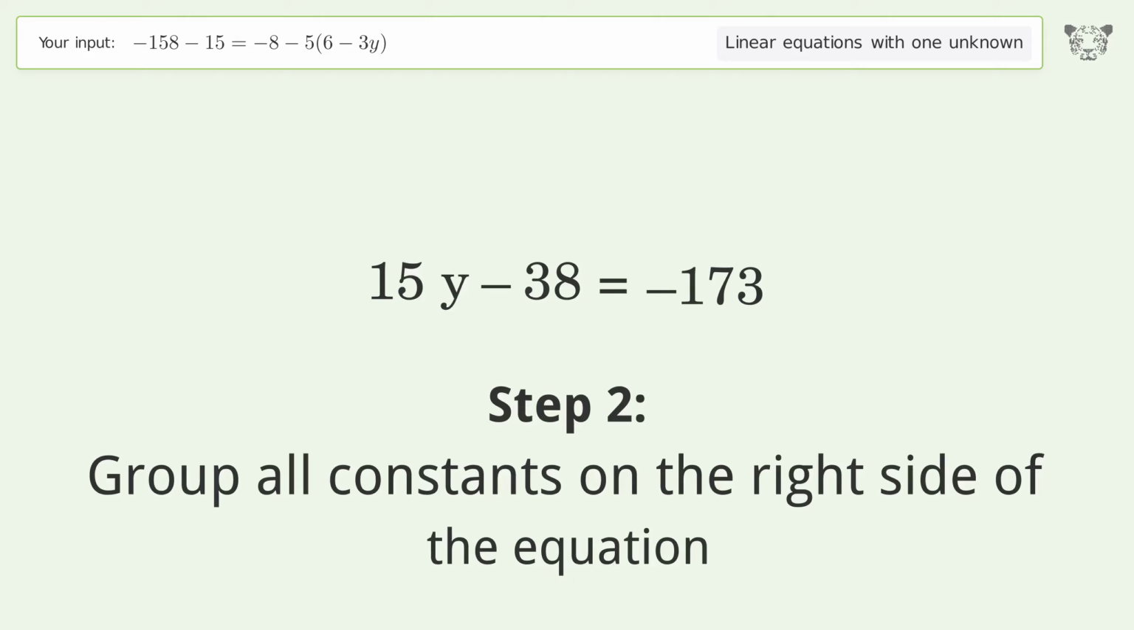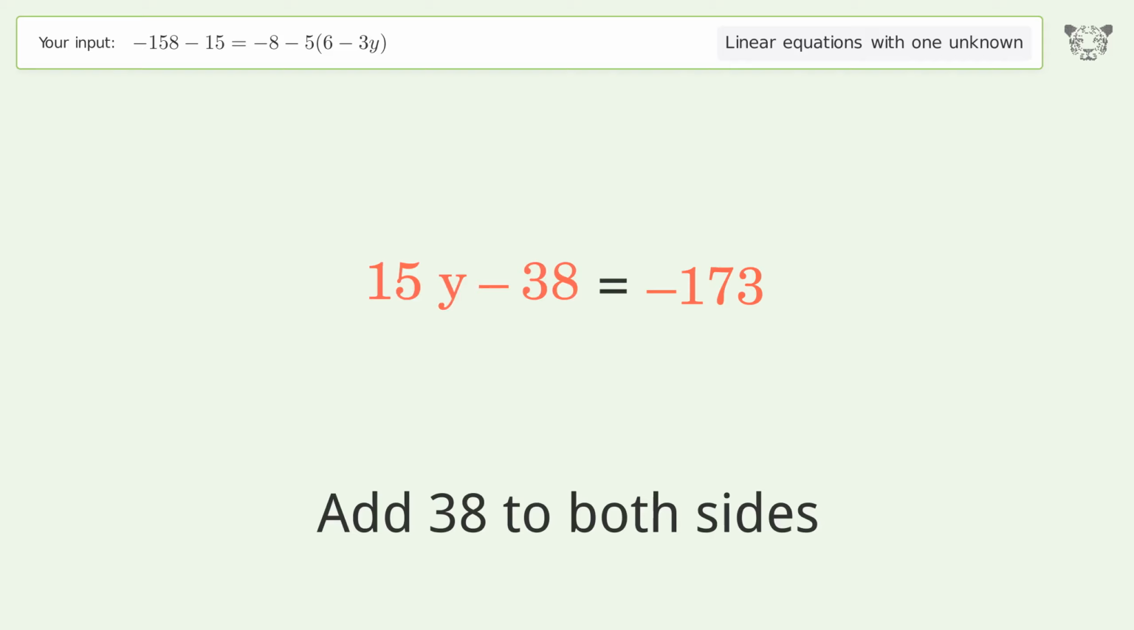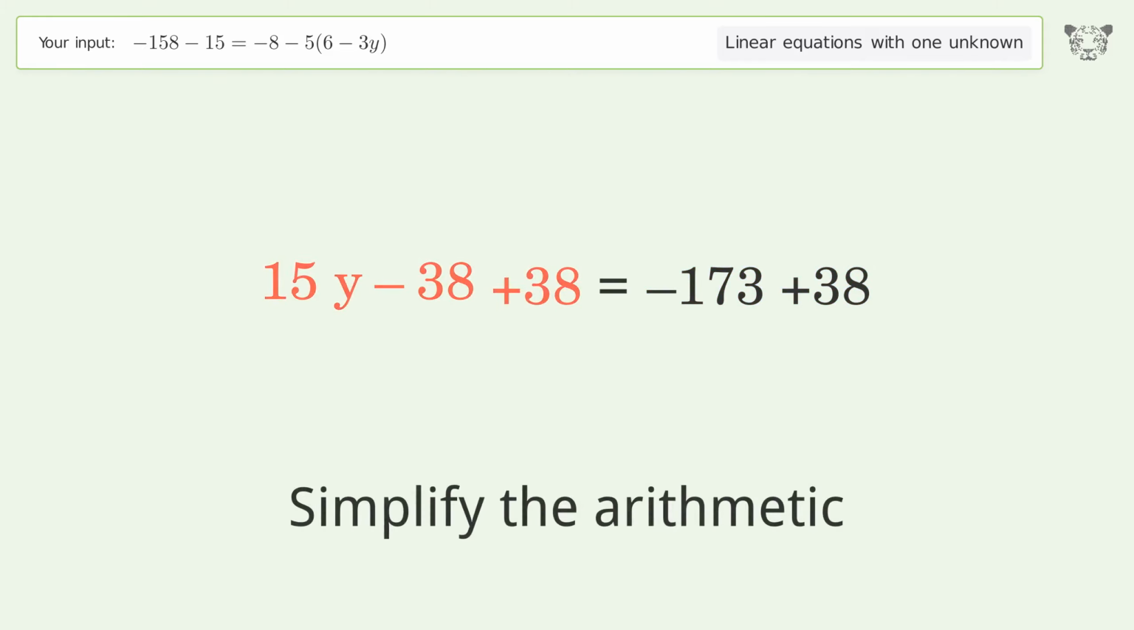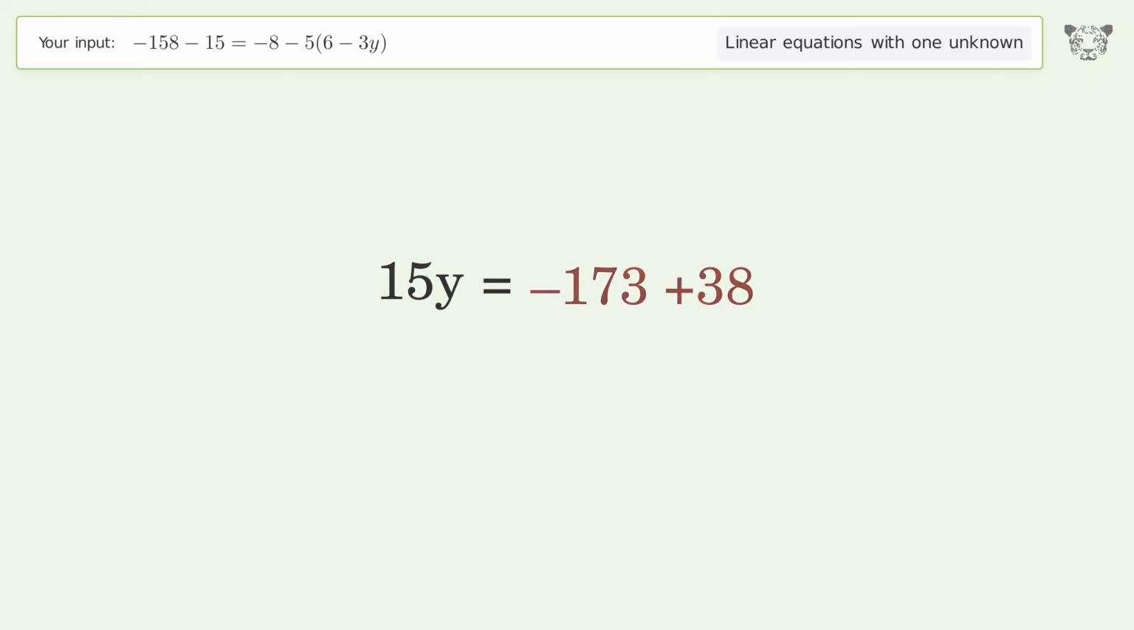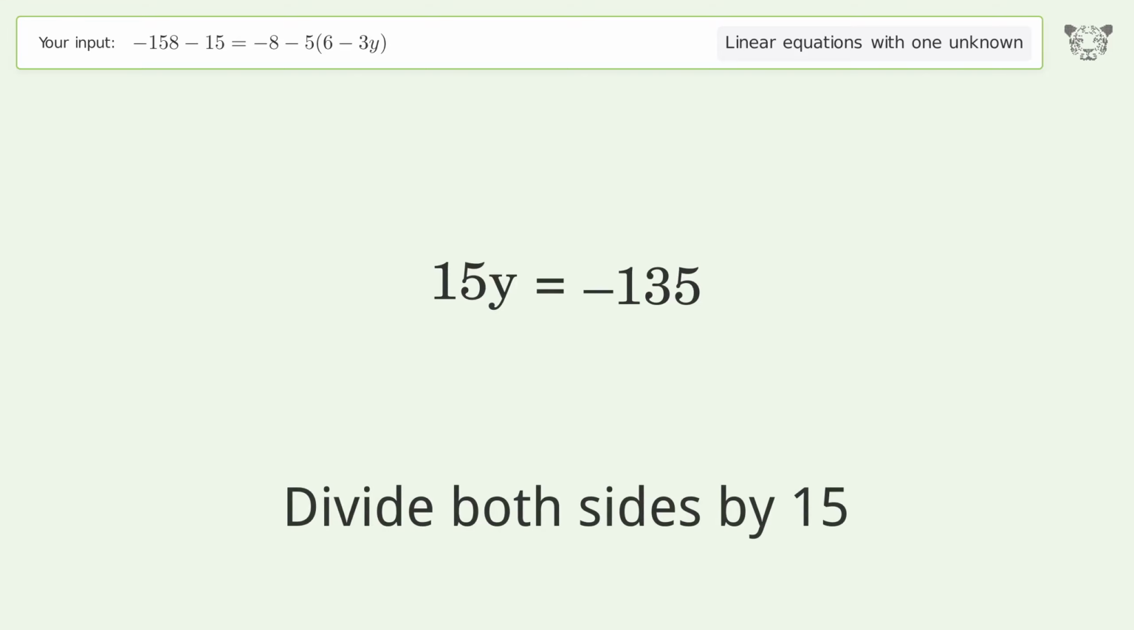Group all constants on the right side of the equation. Add 38 to both sides. Simplify the arithmetic. Isolate the y. Divide both sides by 15.